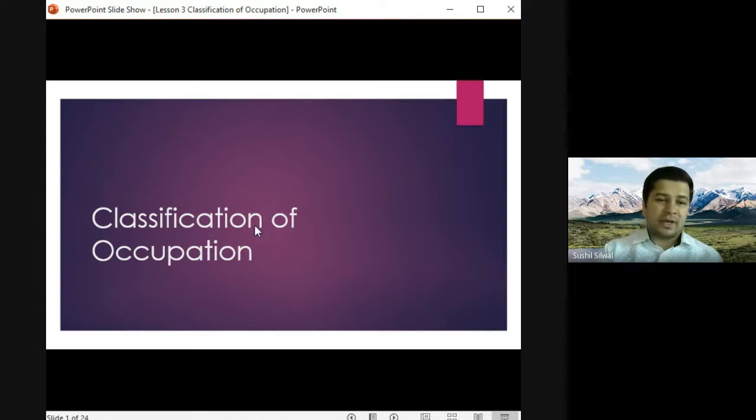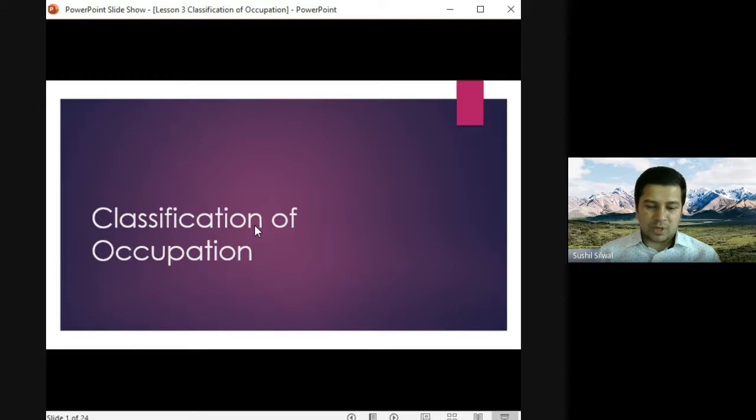Previously also we had divided occupations based on origin, like time. When did it originate? If it originated a long time before, it's traditional. If it originated within a few years, then that was modern. Now we are trying to classify those occupations in the same way. Okay, this is the main topic.